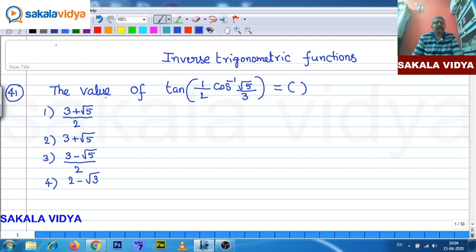Next, the value of tan of cos inverse root 5 by 3.